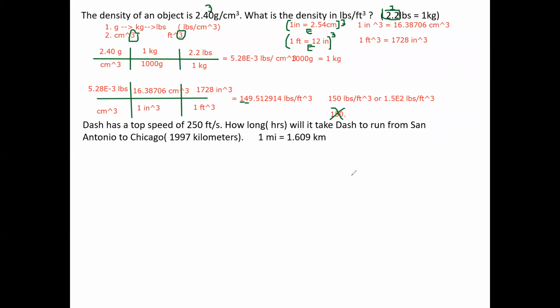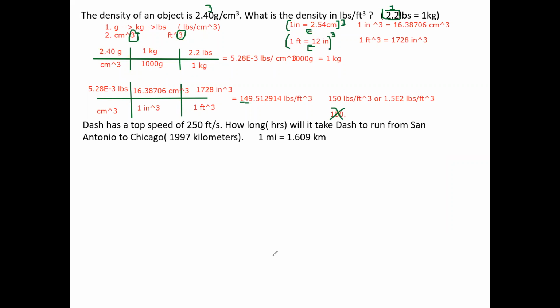So here we have Dash has a top speed of 250 feet per second. How long in hours will it take Dash to run from San Antonio to Chicago? And the distance between San Antonio to Chicago is 1,997 kilometers. And it gives us the conversion factor. 1 mile is 1.609 kilometers.